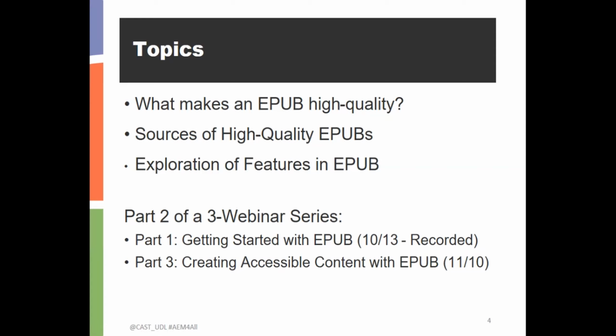So reminder, this is part 2 of a 3-part webinar series. The last webinar was last week on the 13th, and we recorded that. So that's available on the AIM Center website. And then we have one more part coming up where we're going to turn to the creation of EPUB content. So join us on November 10th for that 3rd and last part of this webinar series. Next slide.